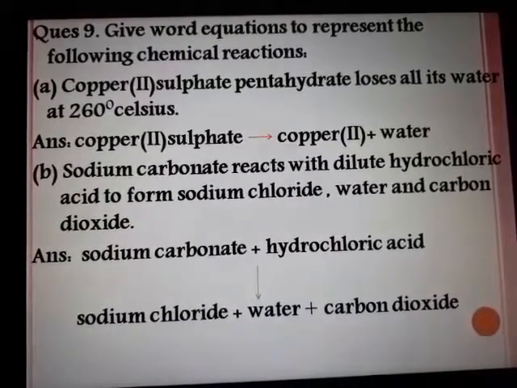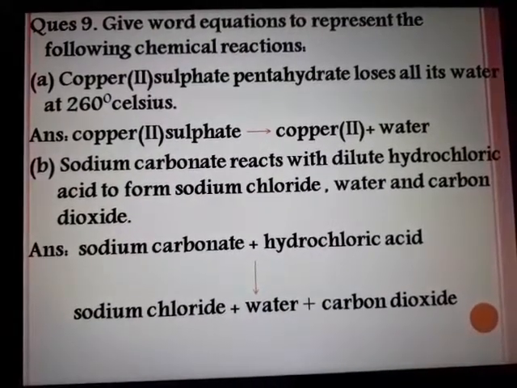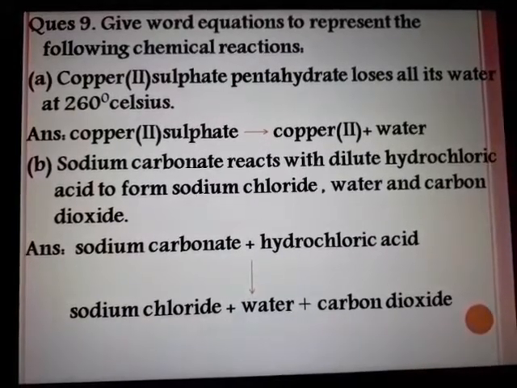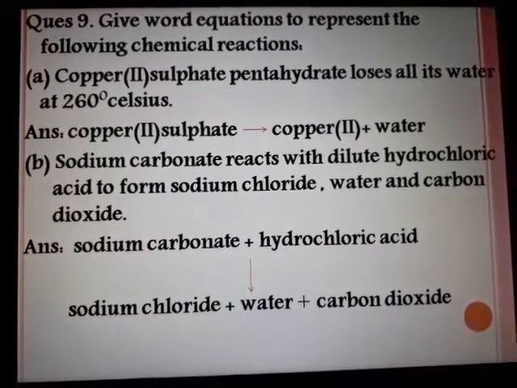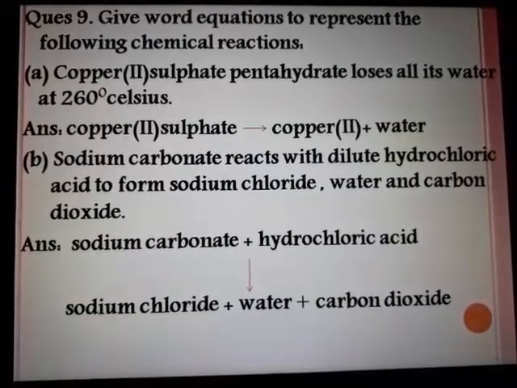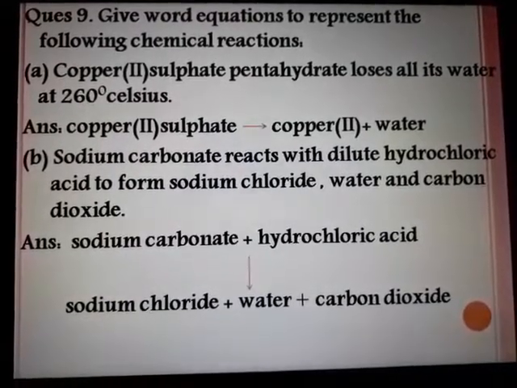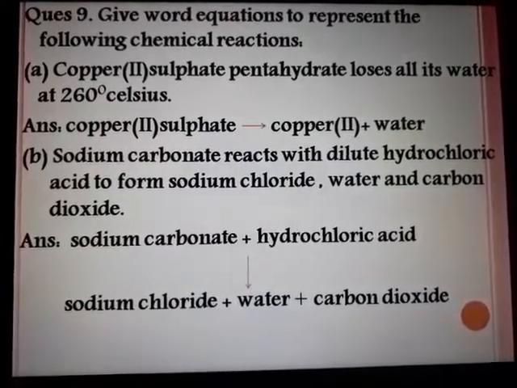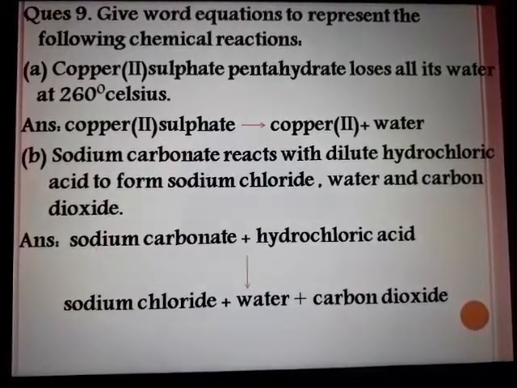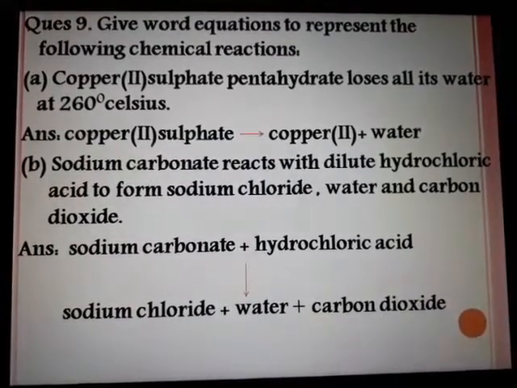In the second, sodium carbonate reacts with dilute hydrochloric acid to form sodium chloride, water and carbon dioxide. For this, write down: sodium carbonate plus hydrochloric acid gives sodium chloride plus water plus carbon dioxide.